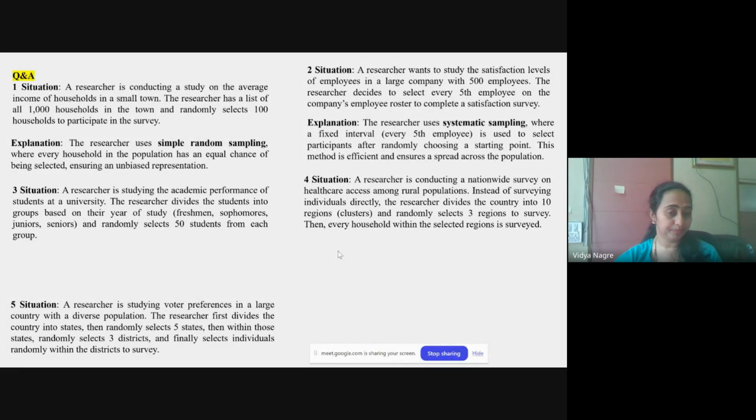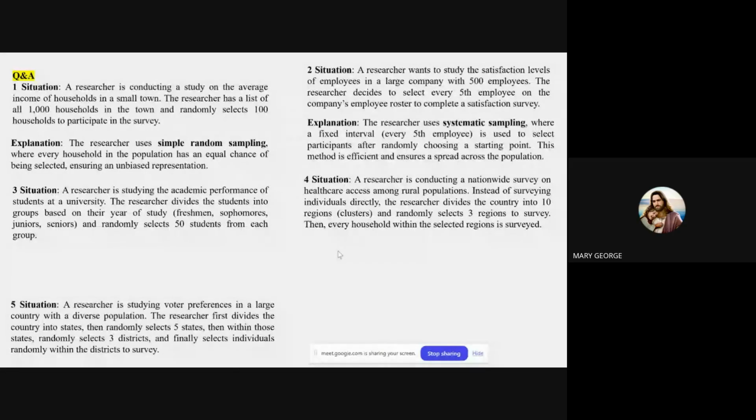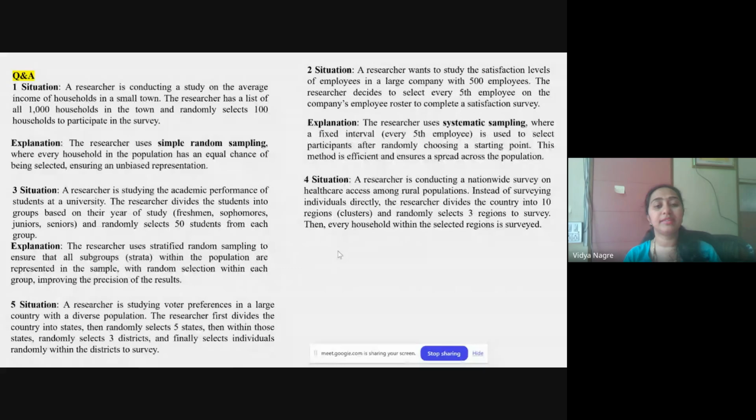Then comes situation 3. A researcher is studying the academic performance of students at the university. The researcher divides the students into groups based on their years of study: first years, sophomores, juniors, seniors. Okay, first year, second year, third year, fourth year students. Then randomly selects 50 from each group. So the researcher has made different strata here, right? What do we call it then? Stratified sampling. Very good. So we have stratified random sampling here.